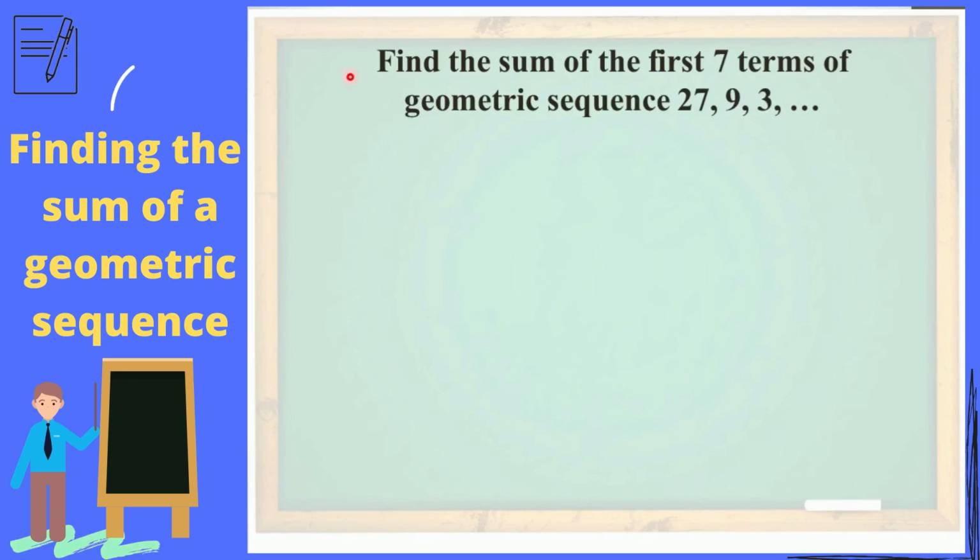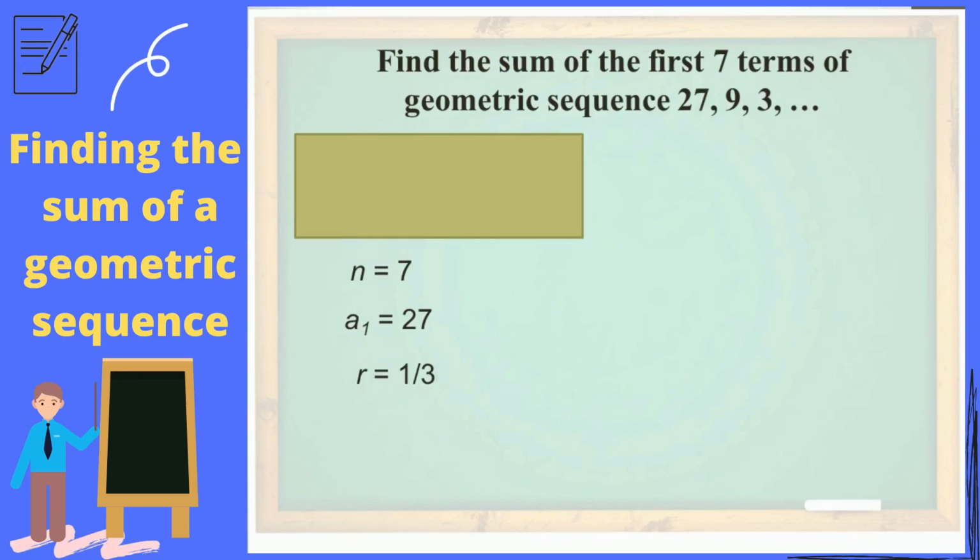Another example, find the sum of the first 7 terms of geometric sequence 27, 9, 3, and so on. So again, we need to identify first all the given values. So n is equal to 7, or the total number of terms. And the first term, or a sub 1, is equal to 27. And r, which is the common ratio, is equal to 1/3. How did we get 1/3? That is 9, which is a sub 2, divided by 27, which is a sub 1. And that is 1/3.